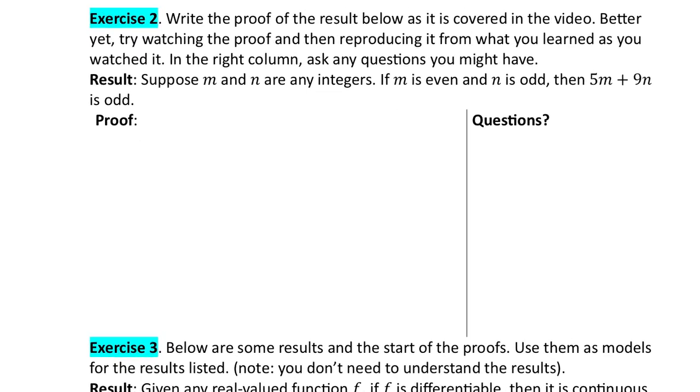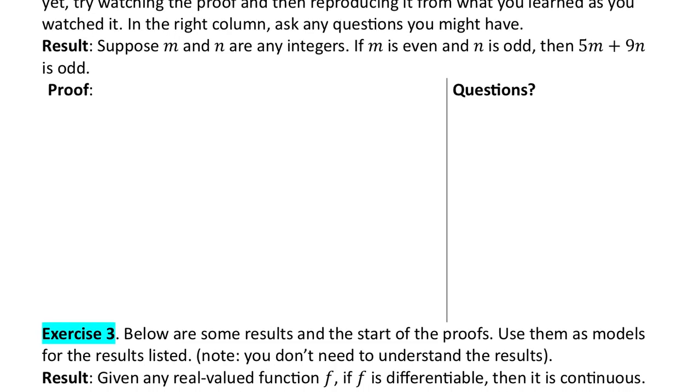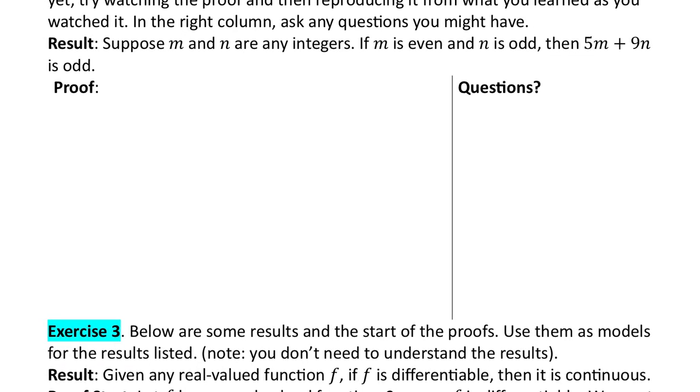All right, so what I want you to do here is write the proof of this result as we go over it, or maybe watch the video and then go back and try to recreate the proof on your own to get some practice. If you have any questions as you do this, I would love for you to write them down in this space. Okay. Suppose m and n are any integers, all right? So they can be anything we want, and then we're going to narrow them down. If m is even and n is odd, we're going to prove that 5m plus 9n is odd.